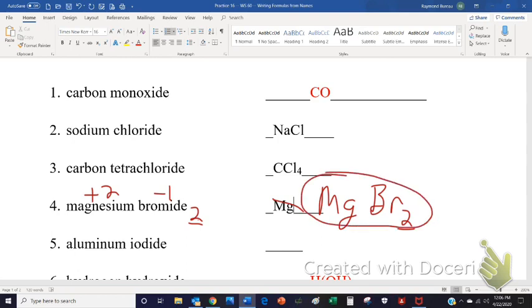Number 5, aluminum iodide. Since it's an ionic bond, aluminum's a metal, iodine is a nonmetal, get the oxidation numbers. Aluminum is +3, iodine is -1. How many 1s make a 3? That answer is 3. So now just write your symbols. Aluminum iodide. And that one is finished. I'll do a few more and then let you finish it up.